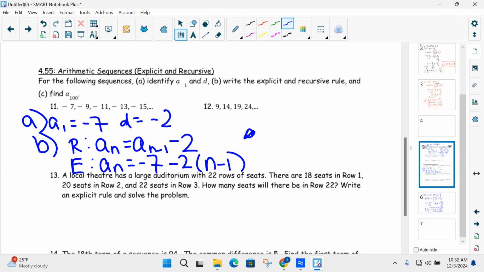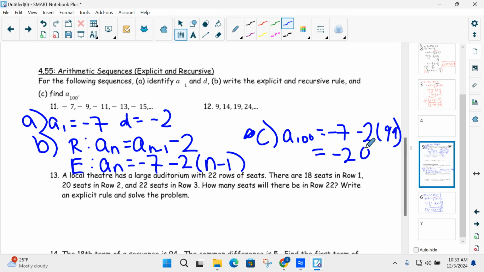So for part C, you would plug in 100 for n. So negative 7 minus 2 times 100 minus 1, which is 99. And remember how we talked about just typing that whole thing into your calculator. Don't try to simplify it or do it in parts. If you plug it all into your calculator, you'll get negative 205. Okay, so number 12 is not any harder than that. You can try that one on your own.